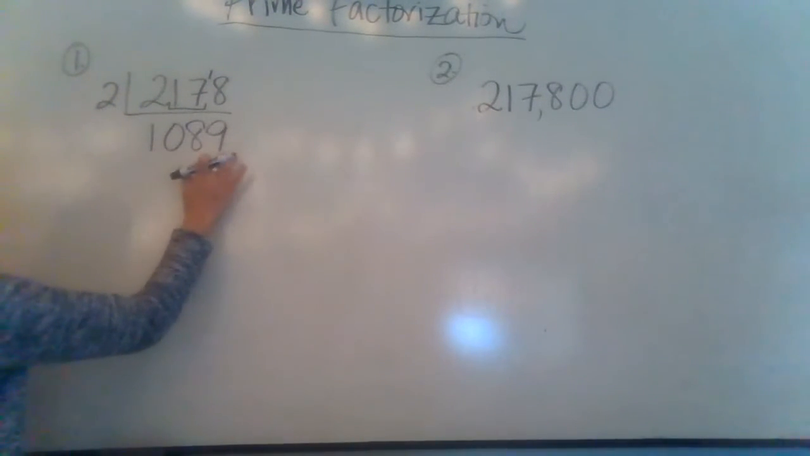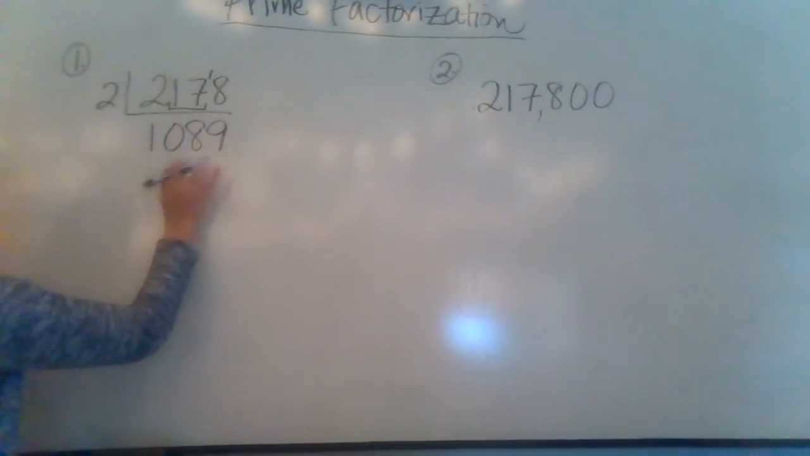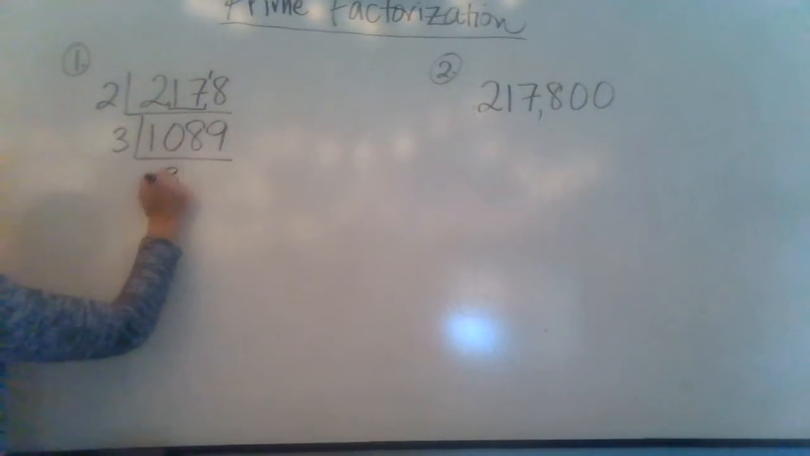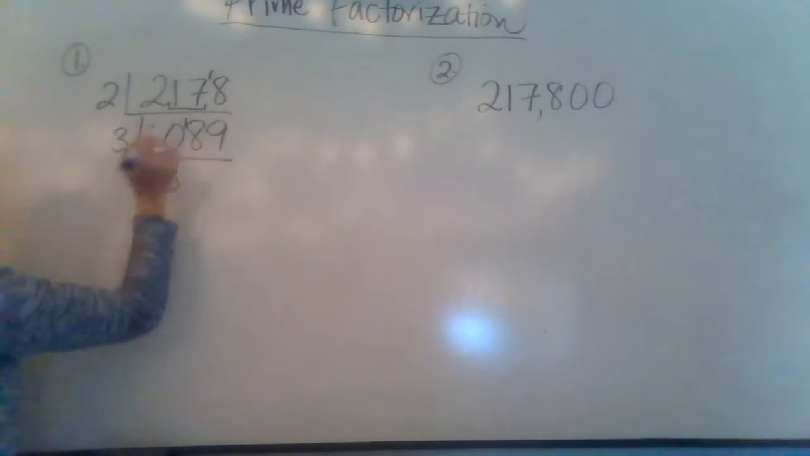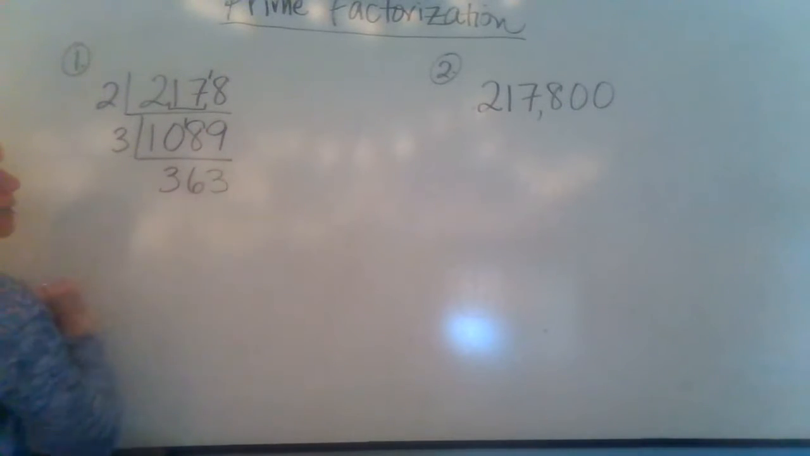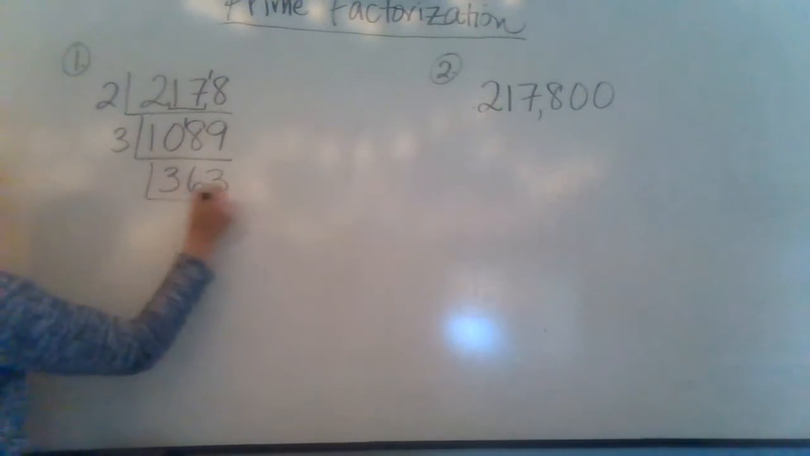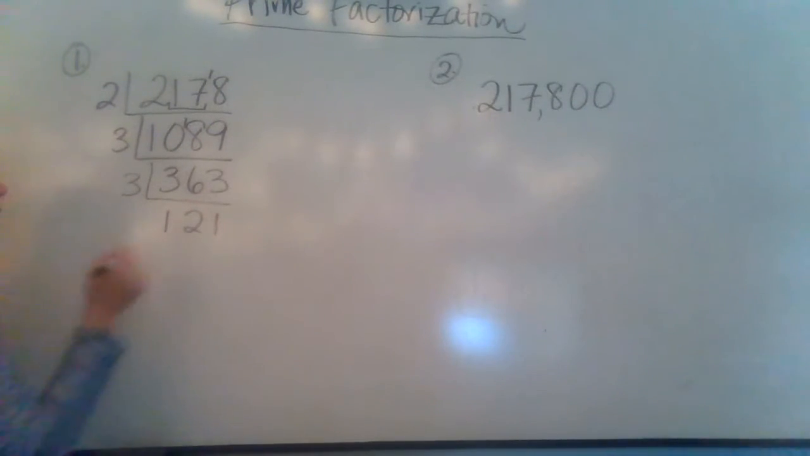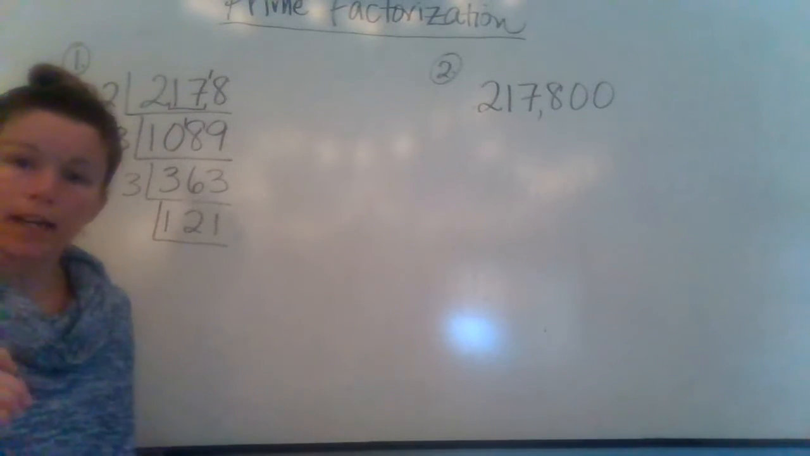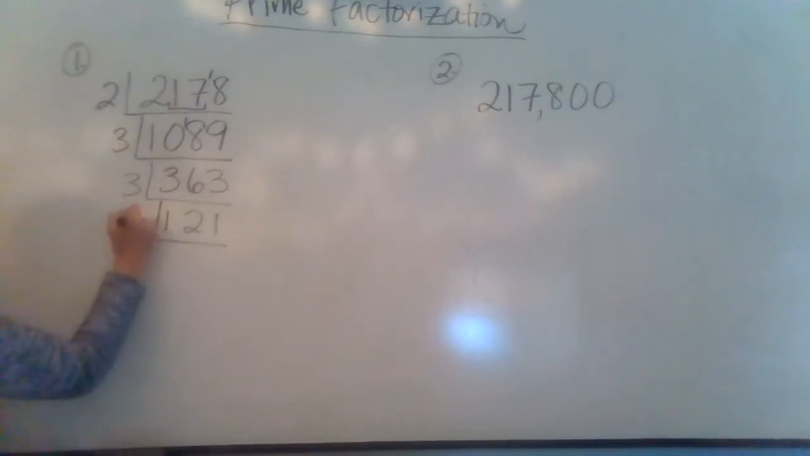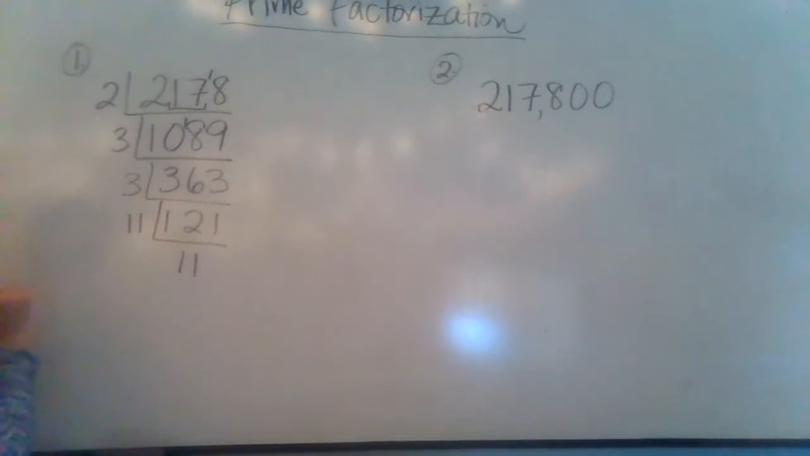However, I do see it's divisible by 3, right? 9 plus 9 is 18, so I'm going to do a 3 here. 3 goes into 10 3 times with a remainder of 1. 3 goes into 18 6 times. 3 goes into 9 3 times. I can see this is divisible by 3. 1, 2, 1. All right, I'm looking at 121, and I hope that you all recognize a number here. I recognize a perfect square. This is 11 squared, so 11 and 11.